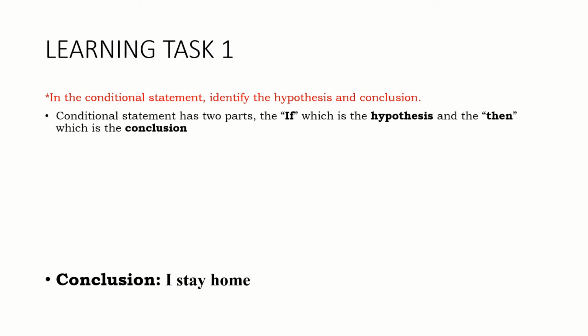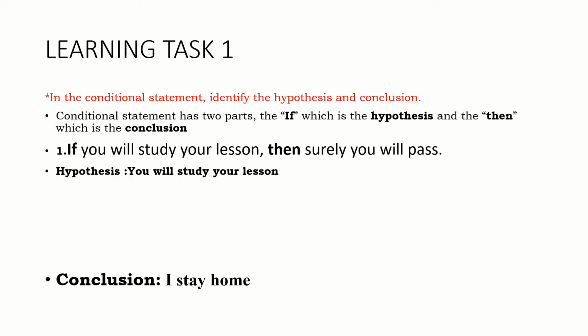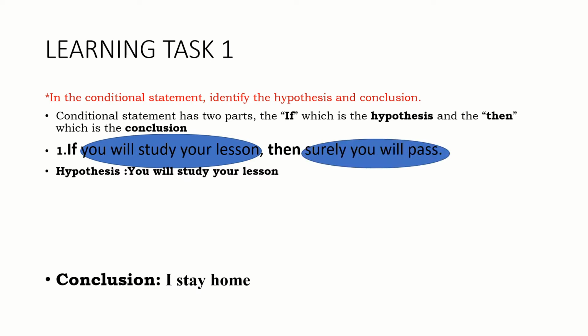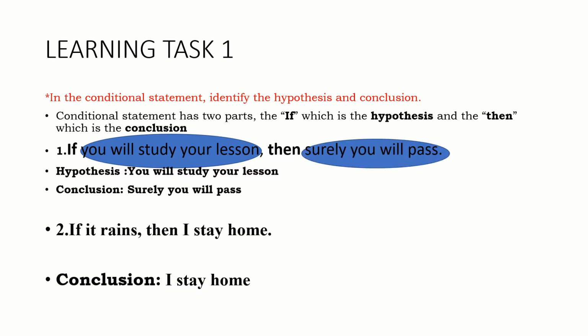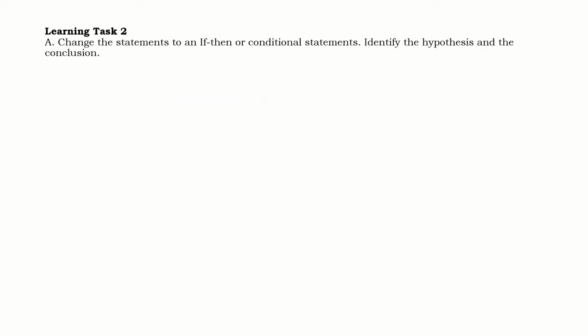When you say conditional statement, it has two parts: the if part or the if statement, which is the hypothesis, and the then part or the then statement, which is the conclusion. For example, number 1, if you will study your lesson, then surely you will pass. Our hypothesis is the if statement, you will study your lesson, and our conclusion, the then statement, surely you will pass. For example, number 2, if it rains, then I stay home. Our hypothesis, it rains, then our conclusion, I stay home.